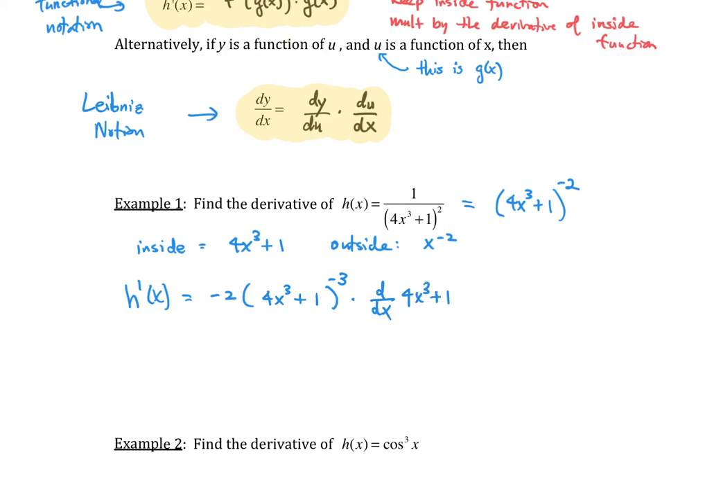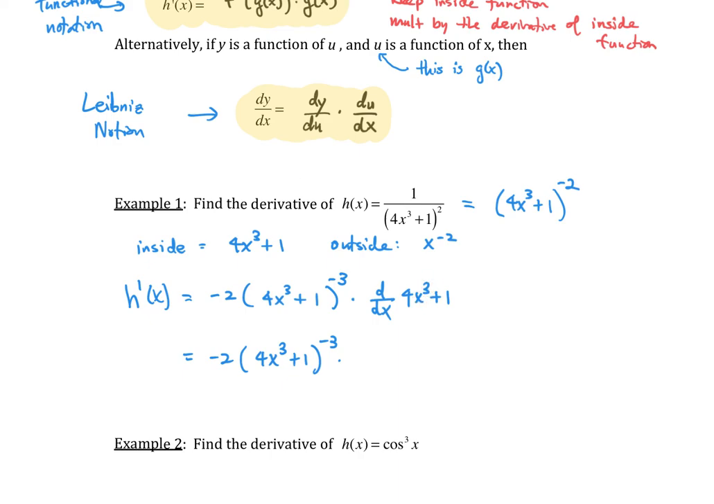So I'm going to break this example up into two steps. I think it's not a bad idea because sometimes you'll have double or triple chain rules and it's easy to confuse yourself. So it's good to take things step by step. Okay. So I'm going to copy what I had before, which is negative 2 quantity 4x cubed plus 1 to the negative 3 power. And then now I'm going to multiply by the derivative of the inside function, which was 4x cubed plus 1. So to do that, I'm going to use the constant multiple rule and the power rule.